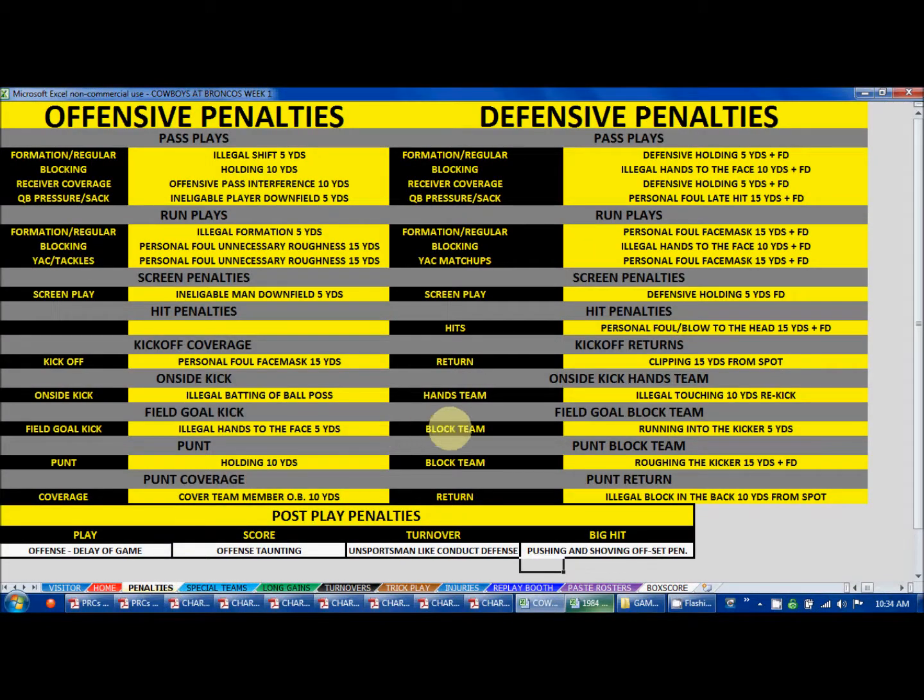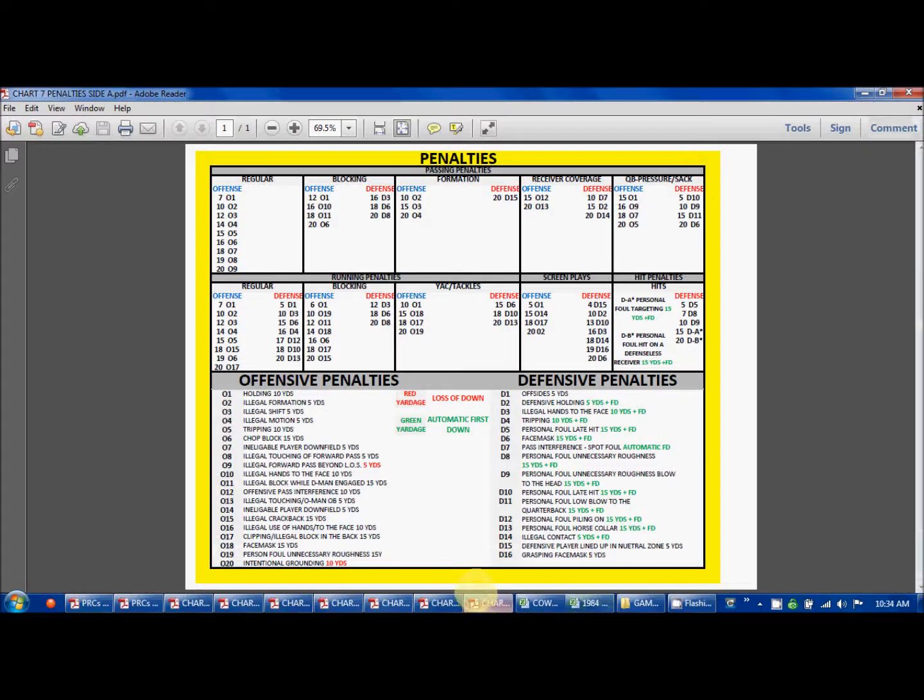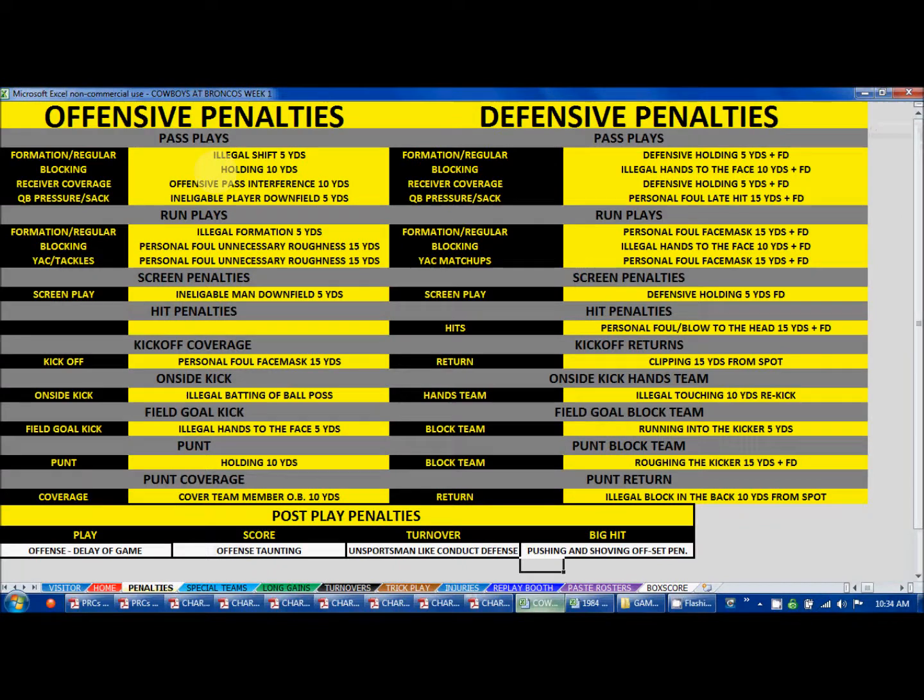On the penalties tab, you'll notice here that it replaces the penalties chart in the printed form. For offense and defensive penalties, and then by type: pass plays, run plays, screen penalties. You'll see that the offensive side doesn't have a hit penalty section since that pertains solely to defense, and then the different special teams areas, onside kick, field goal kick, etc. And then each of the post-play penalty types, whether it's just a play, score, turnover, or a big hit.